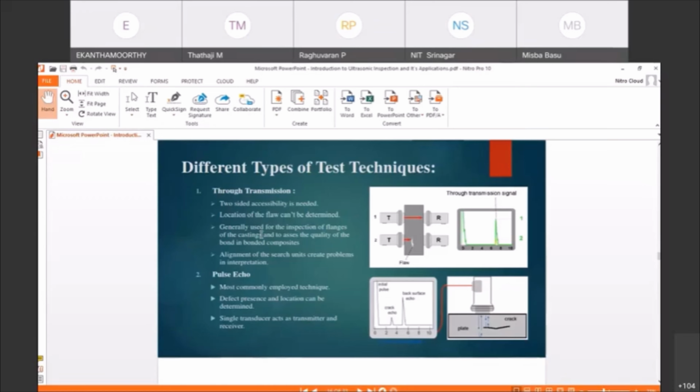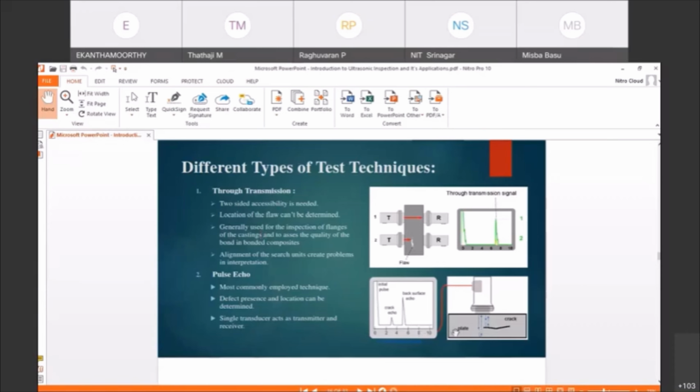Even with thickness gauges, in most practical applications you will not have access from the bottom. You have to take the thickness measurement from the top only. They will open some of the insulation, and you take the thickness. In this case, pulse echo is the most commonly used technique, and it will give the defect presence and location determination, with a single transducer transmitting and receiving.